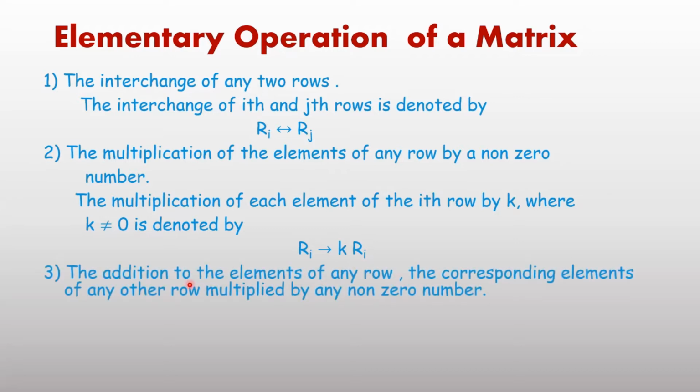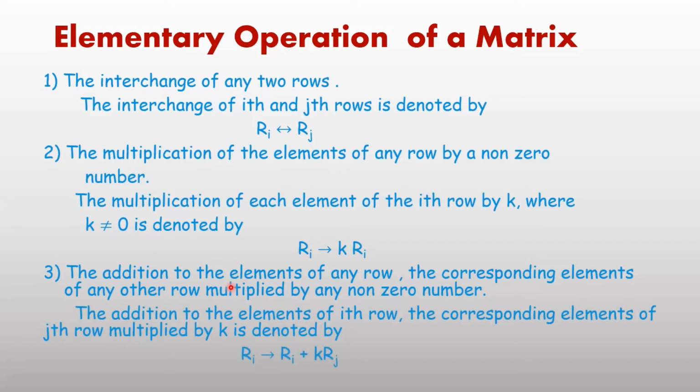Third, the addition of elements of any row to the corresponding elements of any other row multiplied by any non-zero number, means Ri replaced by Ri plus kRj. You can say R1 replaced by R1 plus kR2, R2 replaced by R2 plus kR1. Similarly, you can apply this property as per requirement of the solution of the question.